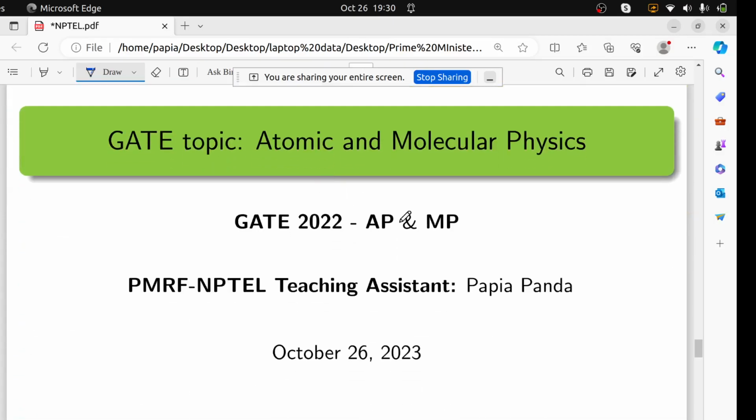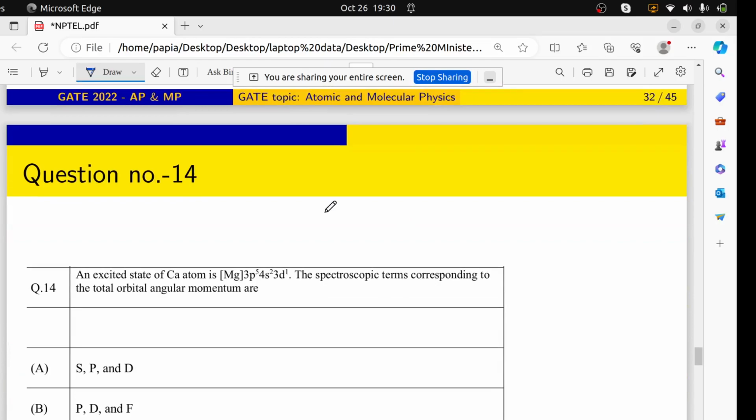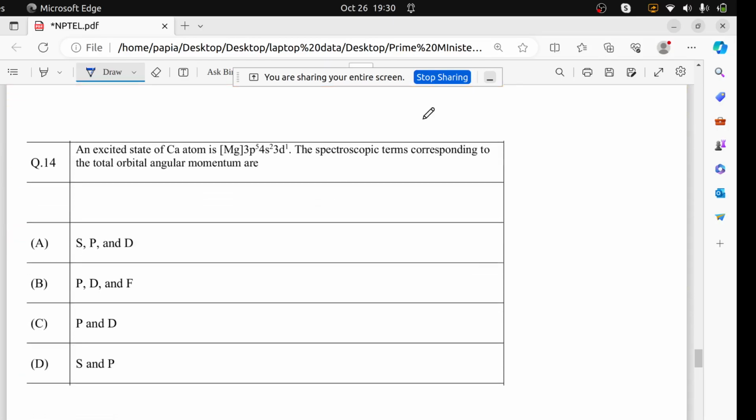The next question I have taken from the GATE 2022 question paper, and it is question number 14. Now see the question here. An excited state of calcium atom is Mg 3p5 4s2 3d1. The spectroscopic terms corresponding to the total orbital angular momentum are S, P and D; P, D and F; P and D; S and P. There are 4 options.